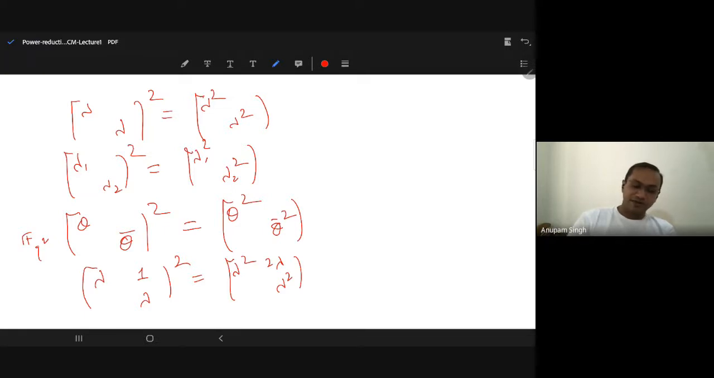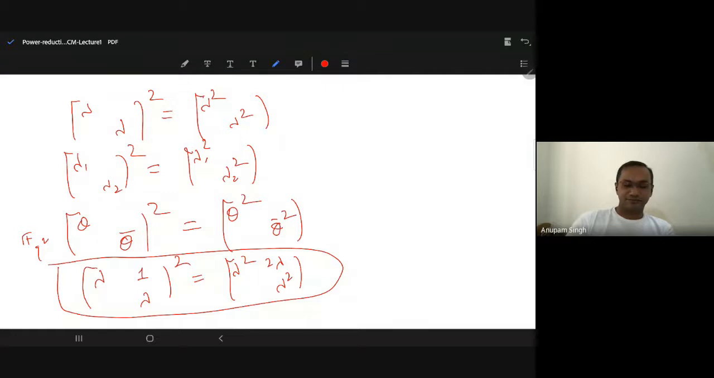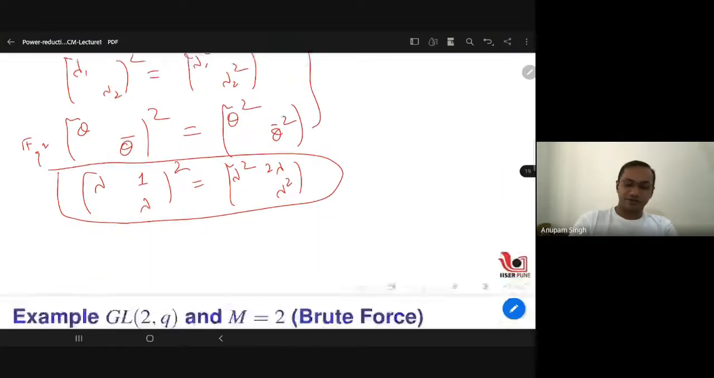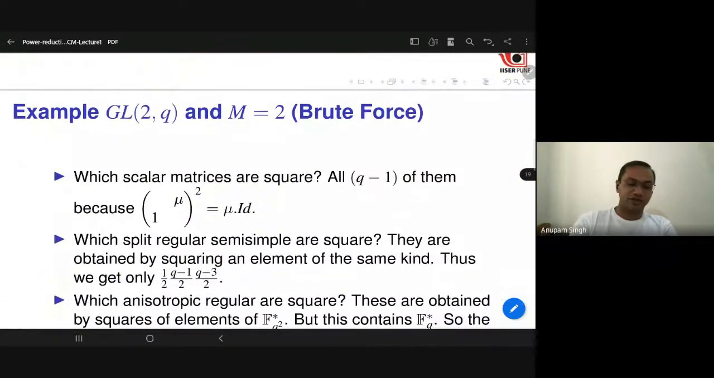So you notice that if characteristic is not 2, then this class will actually give you the non-semi-simple class, right? If characteristic is 2, then this will become 0 and it will become semi-simple. And you also see that for all semi-simple elements, their square is again a semi-simple element, right? It's clear? Okay. So now I'll make use of that to quickly compute.